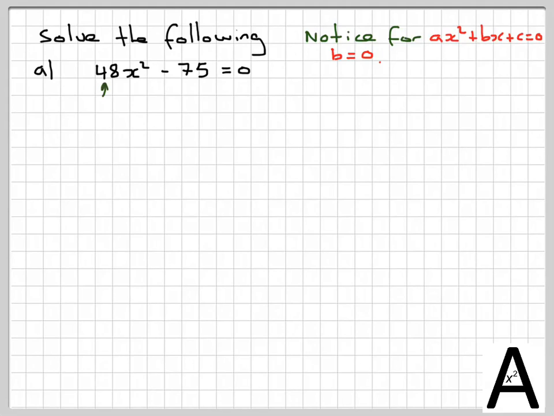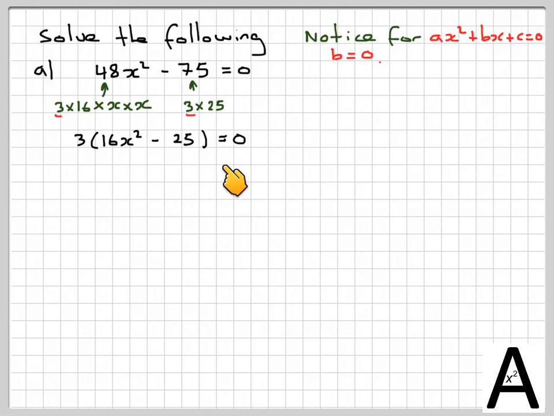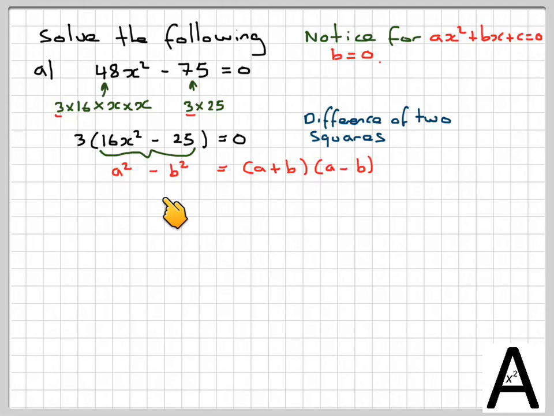Now for this type, if we split up 48, we get 3 times 16 times x squared, and if we split up 75, it is 3 times 25. We notice that 3 is a common factor, so let's take out the 3 to begin with, and we're left with 16x squared minus 25 is equal to 0. Now you might recognise this as a squared minus b squared, which we worked out before was a plus b times a minus b. This is known as the difference of two squares.